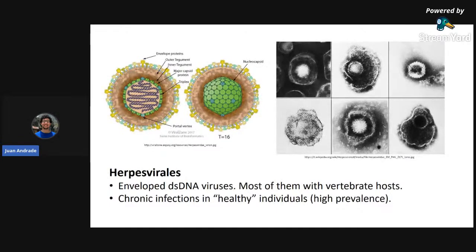And they are really interesting in public health because they are known to produce chronic infections in quote-unquote healthy individuals. So depending on the specific herpesvirus you're looking into, you can find a prevalence of about 90% of the population. So whether we like it or not, most of us have herpes.